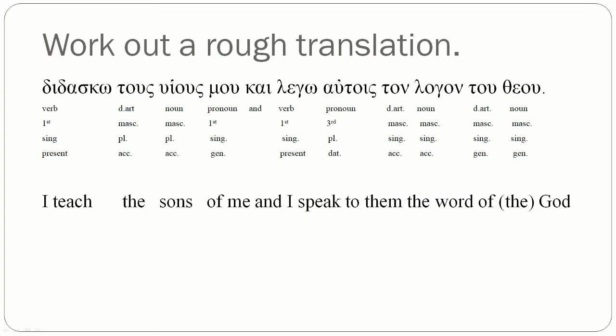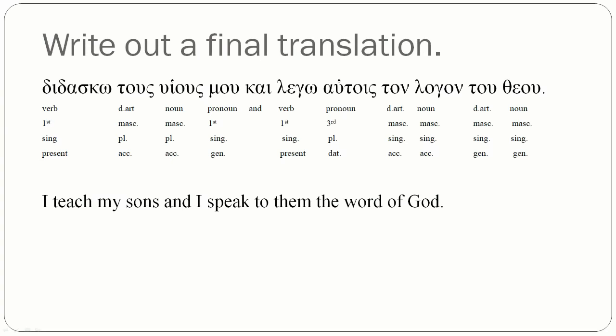What are we going to do now? Let's work out a rough translation. Didasko, I teach. Tous huius mu, the sons of me. Kai lego autois, and I speak to them. Ton logon tu theu, the word of God, or the word of the God. From there, now we have the forms. We've got the translation words, the vocabulary words. So let's put this all together.